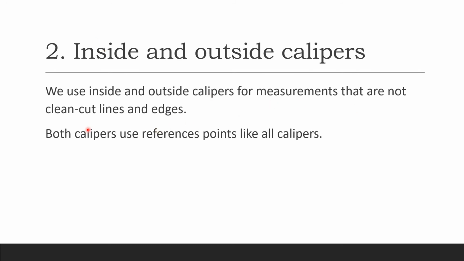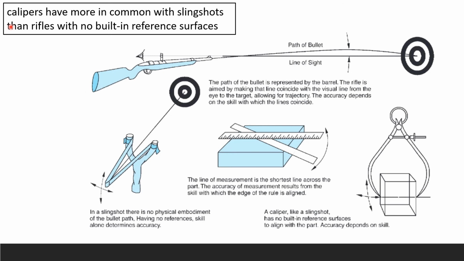Inside and outside caliper, well, we use them for measurements that are not clean cut lines and edges. So both calipers use reference points like all other calipers. And calipers have more in common with slingshots than rifles, with no built-in reference surface, meaning they don't have built-in reference surface. So since there is no built-in reference surface to align with the part, you definitely need your skill of measurement to get accuracy.